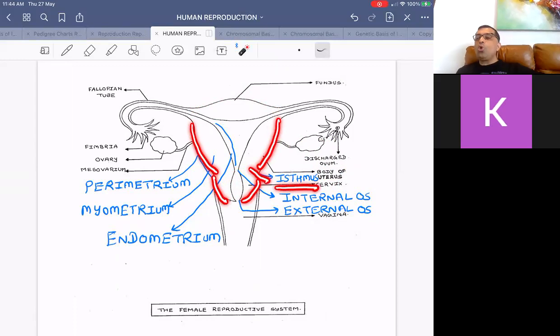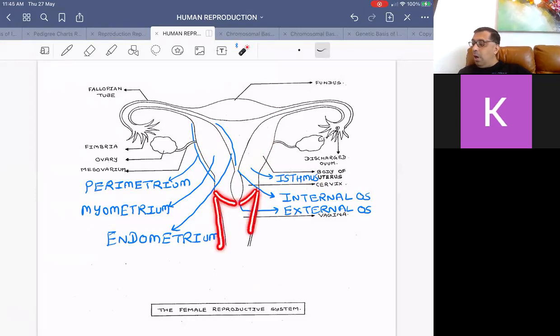Any narrowing is called isthmus. If you remember, in the fallopian tube also, the narrow part is called the isthmus. Similarly, here the body of the uterus is joining the narrow part called the cervix. So this is a narrow area called the isthmus. The cervix opens into the vagina. Cervix vagina में open होता है.